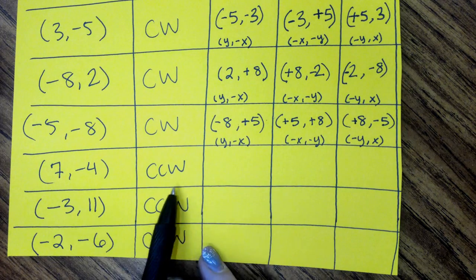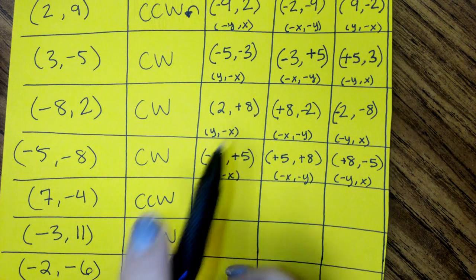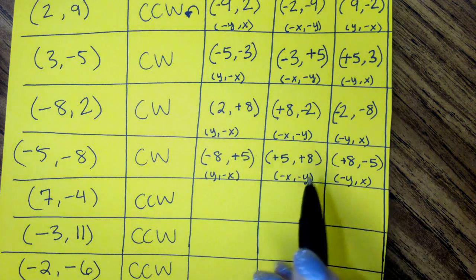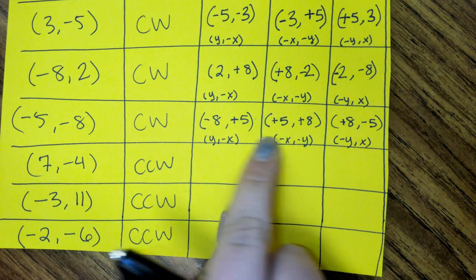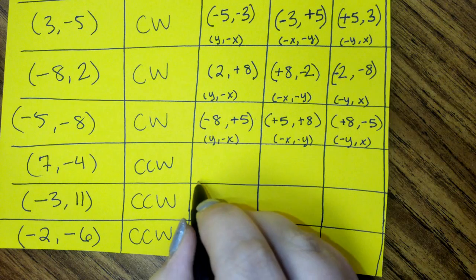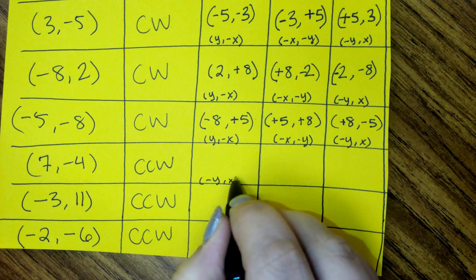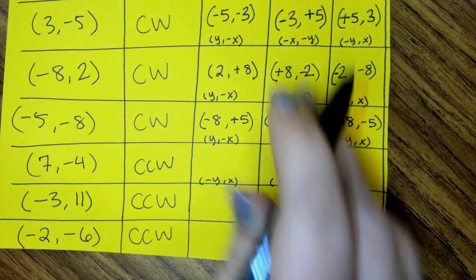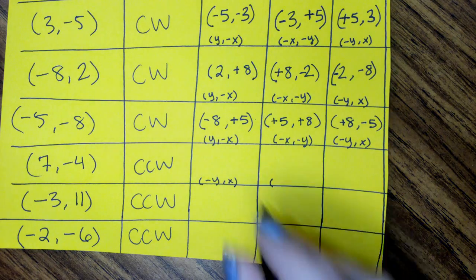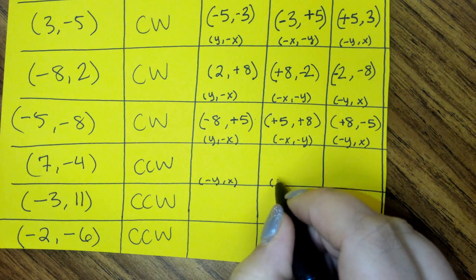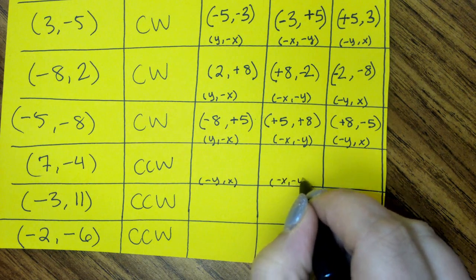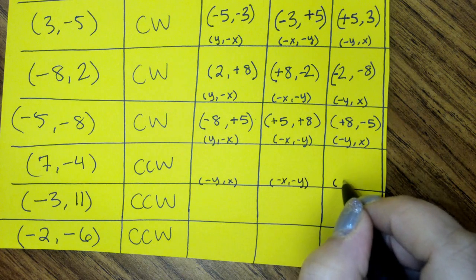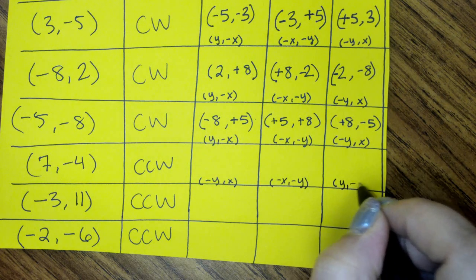Now we're going to look at some counterclockwise rotations, and we've already written those rules, or we can remember that we just go backwards from clockwise. So we've got opposite y, normal x. The 180-degree rotation is the same for counterclockwise and clockwise. Opposite x, opposite y. And then we've got y, opposite x.